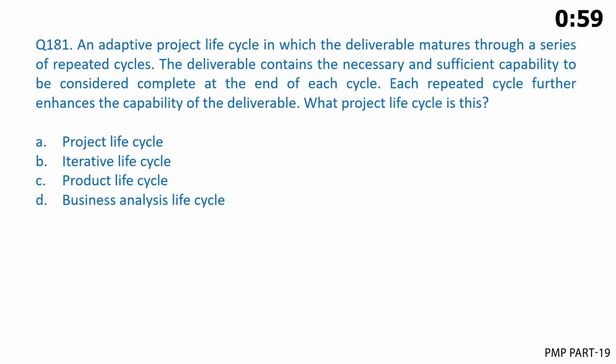An adaptive project life cycle in which the deliverable matures through a series of repeated cycles. The deliverable contains the necessary and sufficient capability to be considered complete at the end of each cycle. Each repeated cycle further enhances the capability of the deliverable. What project life cycle is this? A. Project life cycle. B. Iterative life cycle. C. Product life cycle. D. Business analysis life cycle.